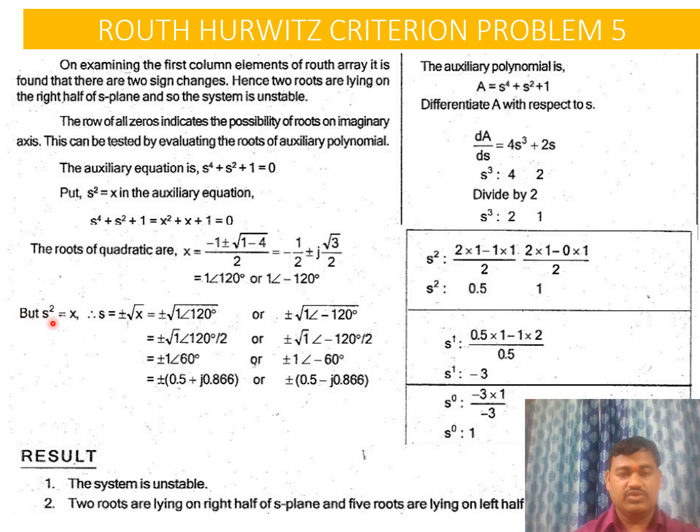But s square equal to x, so s equal to plus or minus root x. You have to put in root x. Root 1 can be written as root 1. Then the angle divided by 2 gives 60. So you will get plus or minus 1 angle 60, and similarly here plus or minus 1 angle minus 60. Again convert it from polar form into rectangular form.